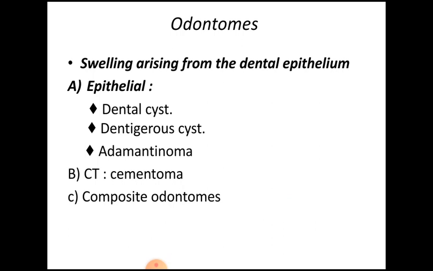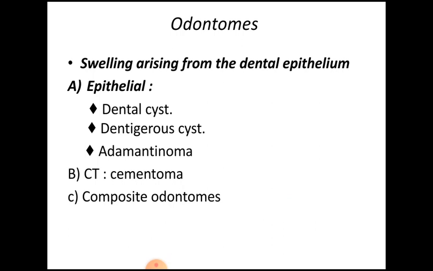What is important for us in surgery is the odontomes. Odontomes is the teeth remnant swellings. Teeth remnant swellings is called the odontomes. Odontomes, swellings raising from the dental epithelium. So epulis is a swelling of the gum, while odontomes is the swelling raising from the dental epithelium.